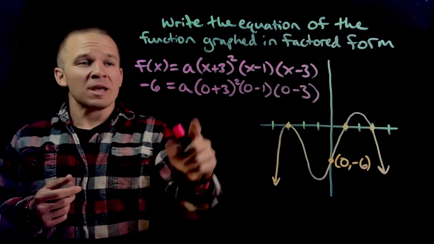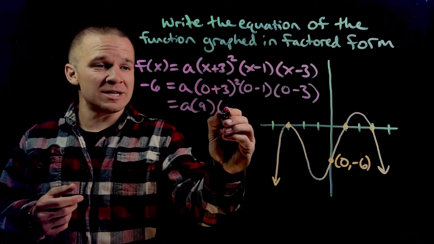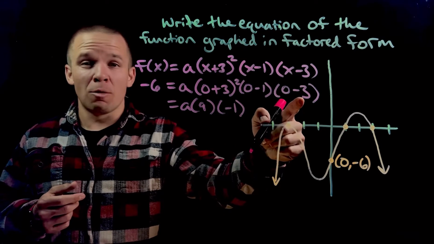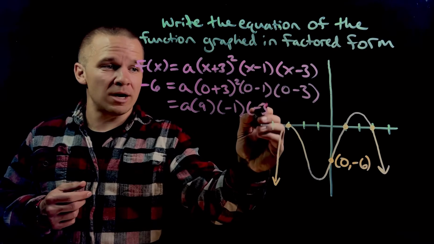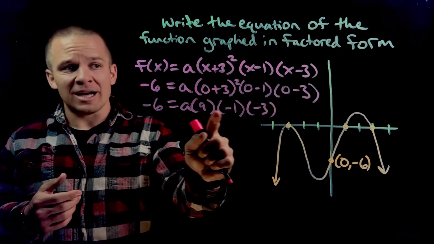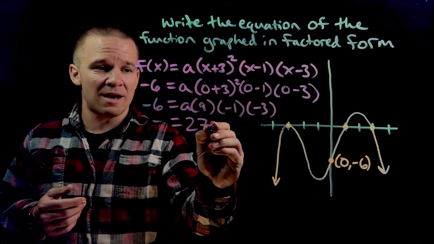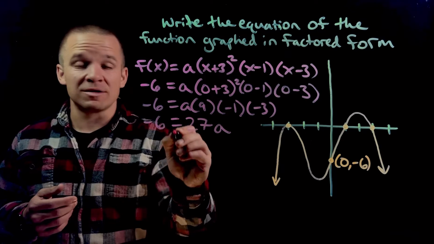And now what I have is 3 squared, which is 9. 0 minus 1 is -1, and then 0 minus 3 is going to be -3. And this all equals -6. So I'm going to multiply 9 times -1 times -3, which is positive 27, and now I have 27a, and I have -6 over here.